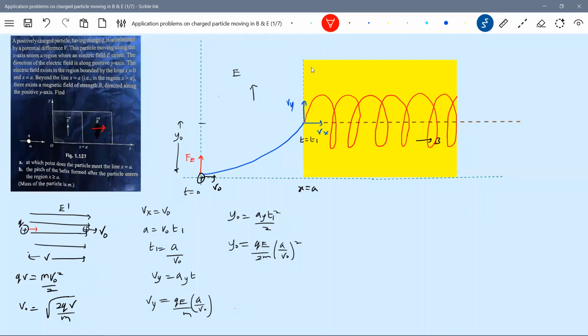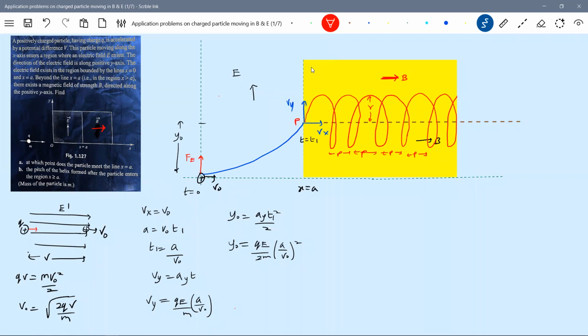Like this, it will continue. Now this will be the pitch. This will be the radius of the helix. Time taken to complete one revolution, all these things it is asking. So the point where it will meet the magnetic field is in fact directed in this way. The question is given a little bit different way, so I just changed the magnetic field to be horizontal.